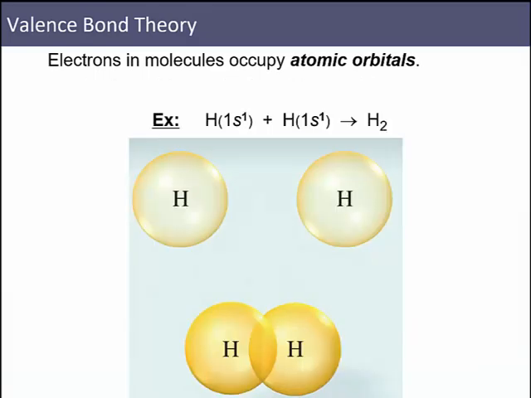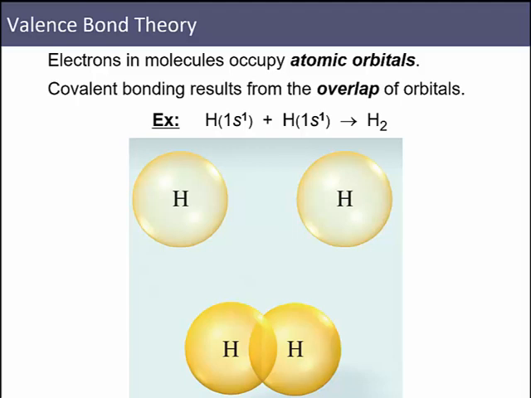So our electrons are going to occupy atomic orbitals. So here is a hydrogen with one s electron, and here's another hydrogen with one s electron, and they combine and they're going to overlap and they're going to share the electrons in both their orbitals. Covalent bonding results from the overlap of orbitals.